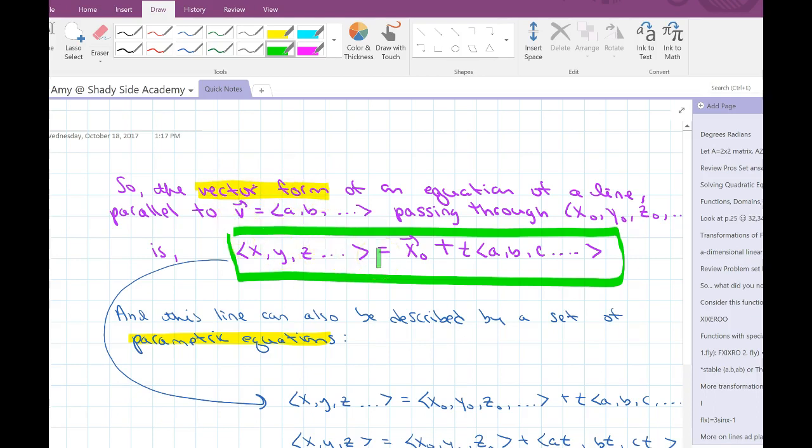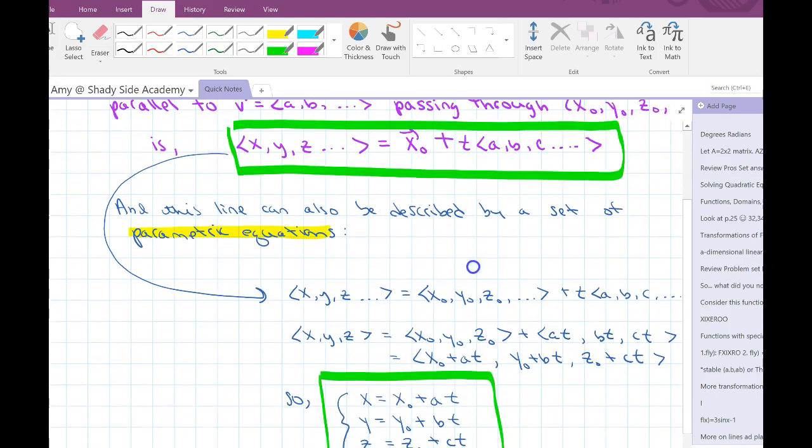Now I'm going to move on. This line can be written in vector form, but you can also describe this line using a set of parametric equations. Here is how. Okay, look above. Left-hand side, right-hand side. Here is the right-hand side right here. Okay, x naught, y naught, z naught are just the components of x naught, plus t times a, b, c. Remember, a, b, c are just the components of the vector that you want your line to be parallel to.